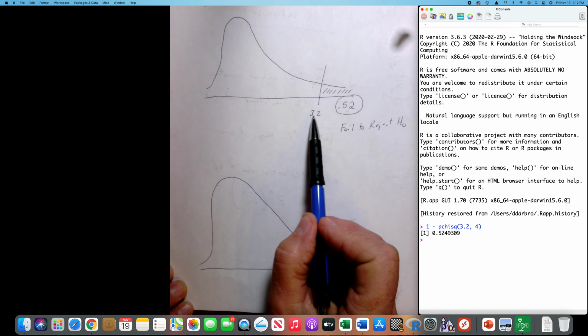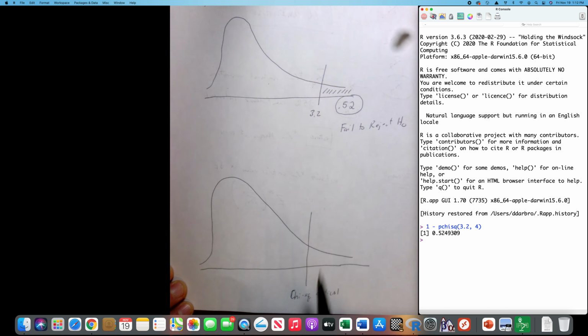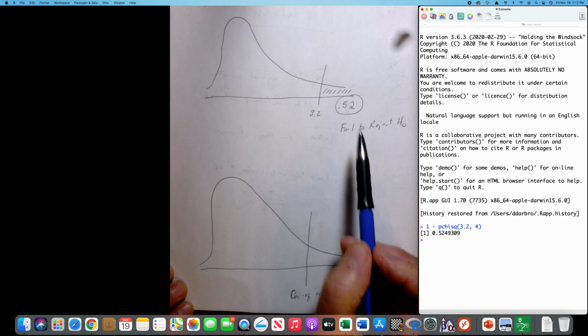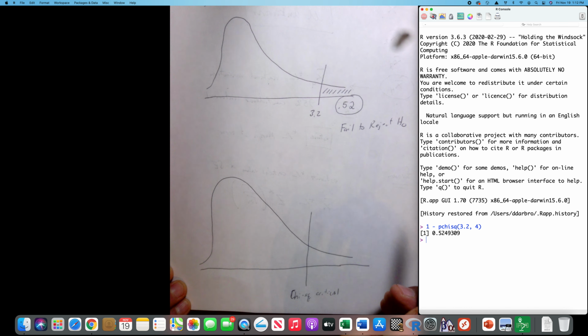A p-value takes the test statistic only, not a critical value, and calculates the area to the right and compares it to typically 0.05. So if I want to find this chi-square critical, then I'm going to use the Q function. And if my alpha is 0.05, which it typically would be, then the area to the left is going to be 0.95.